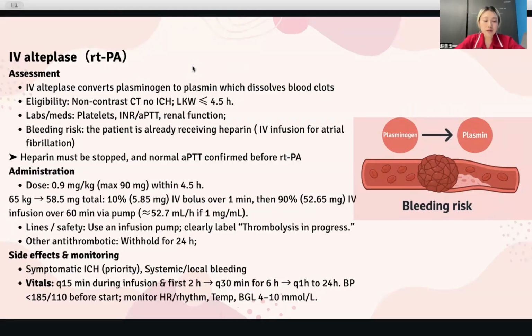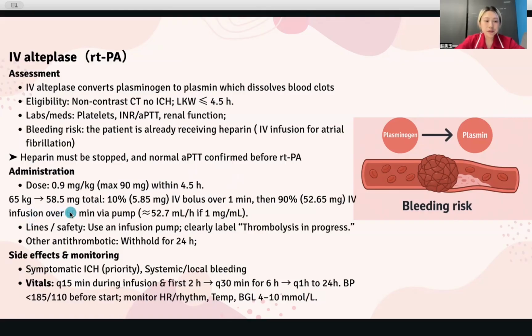We also check platelets, INR, APTT, and renal function. Because this patient is already on a heparin infusion for atrial fibrillation, the heparin must be stopped and a normal APTT confirmed before giving rtPA to prevent bleeding. The dose is 0.9 milligrams per kilogram, with a maximum of 90 milligrams, within 4.5 hours.